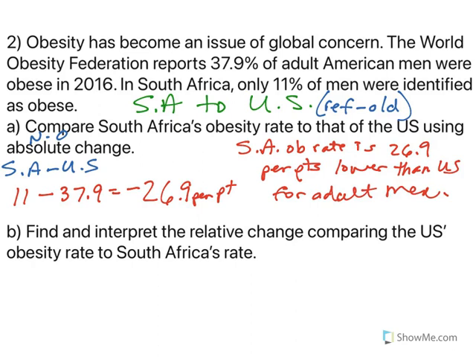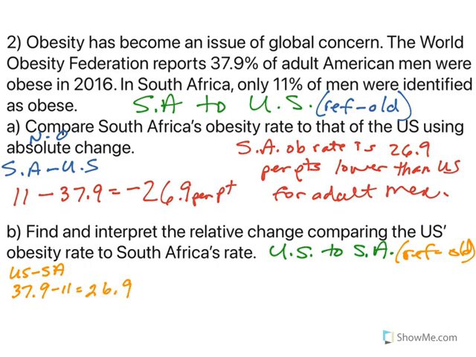Part B, find and interpret the relative change comparing U.S. to South Africa. So now we're doing U.S. to South Africa. So South Africa is considered the reference or the old. So now we're taking U.S. minus South Africa. So we're going to take 37.9 minus 11, which we know is 26.9. And then we're going to take that 26.9 and divide by the reference of 11 to get 244.5%.